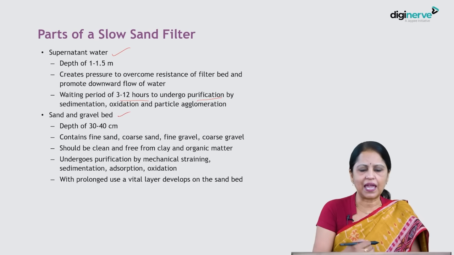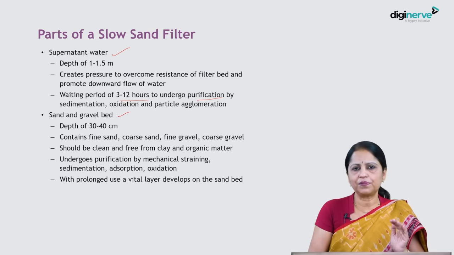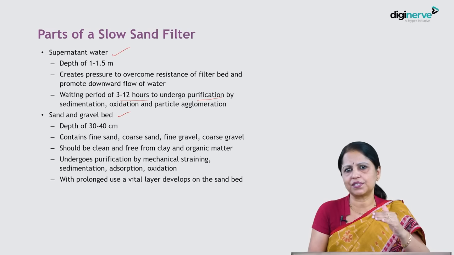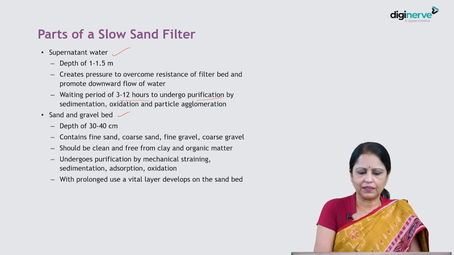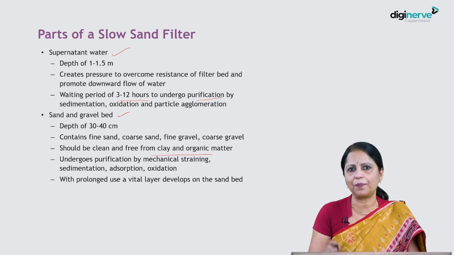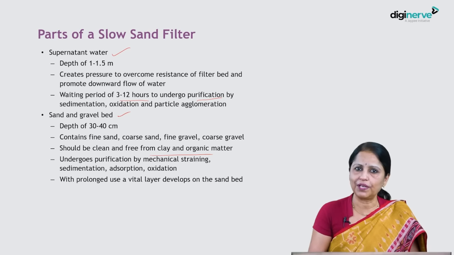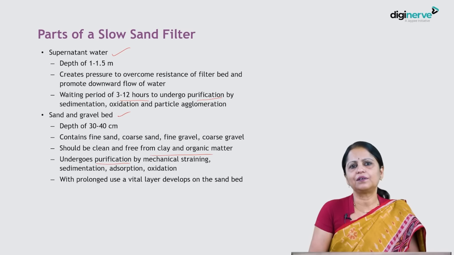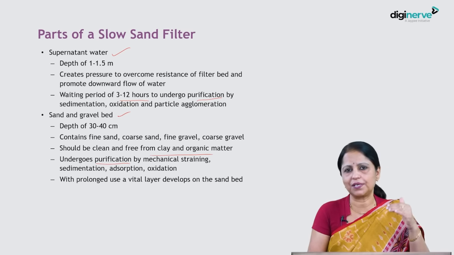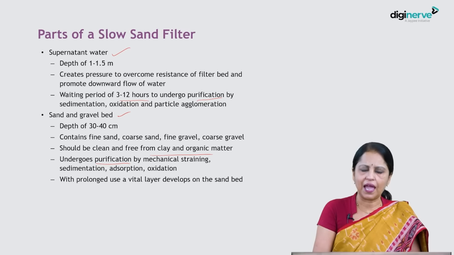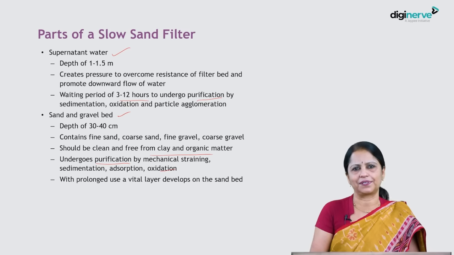Next, below this is the sand and gravel bed. This is of a depth of 30 to 40 centimeter, and it contains layer after layer of fine sand, fine gravel and coarse gravel. And this should be free from clay and other material, because this is where the filtration will actually happen. If this is dirty, then the water will get dirty. So it should be taken care that it is cleaned regularly. Water here undergoes purification by mechanical straining, that is when it passes through the sand, gravel, etc. Then sedimentation happens, absorption of the impurities on the sand particle happens, and simultaneously oxidation also happens.